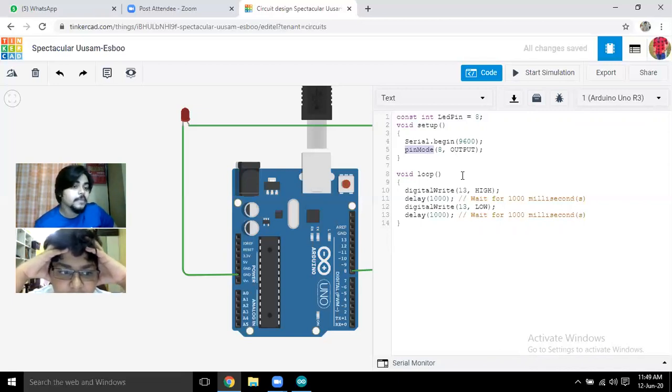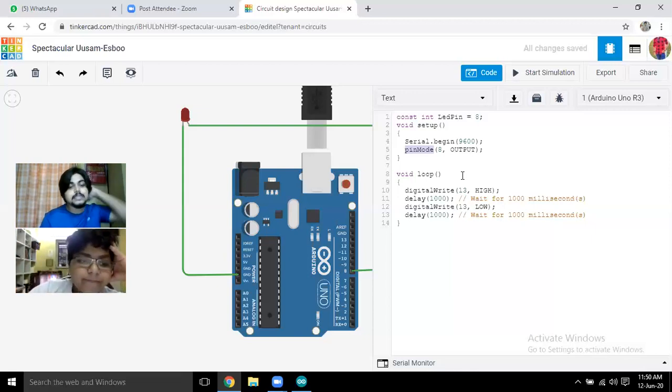Output device. Why? Because it shows us the result that the LED is glowing. If it was any kind of sensor which gathers knowledge from the environment and then gives it to the Arduino, then only it could have been an input device. These are all output devices: lights, speakers, all these things are output devices.